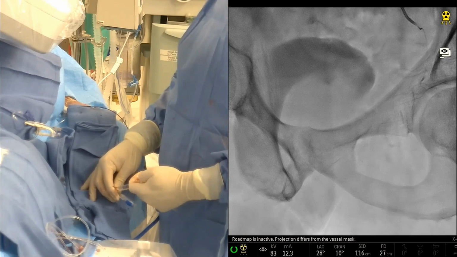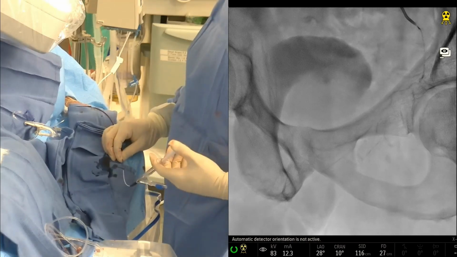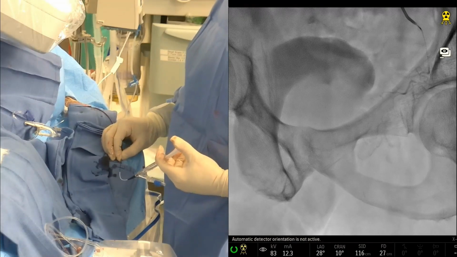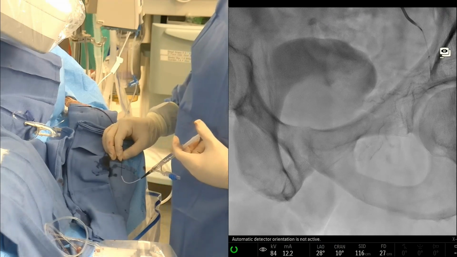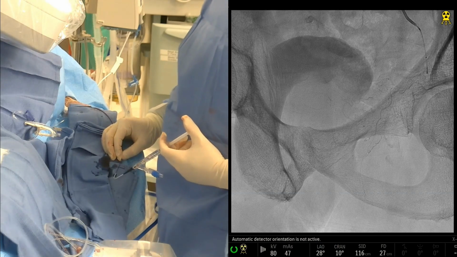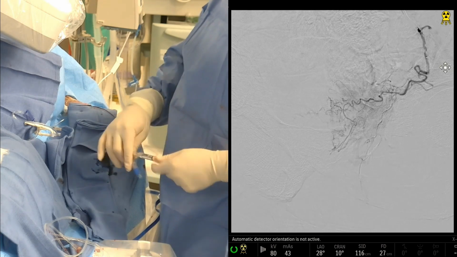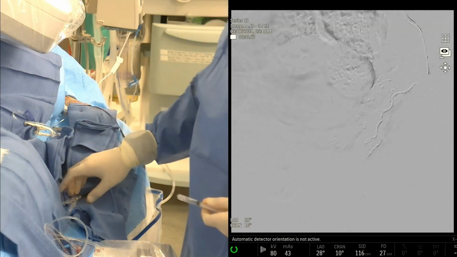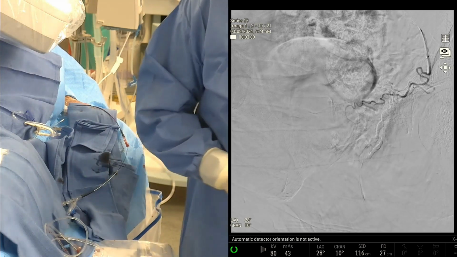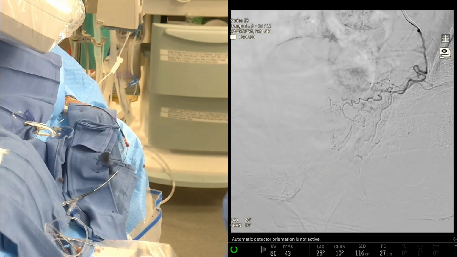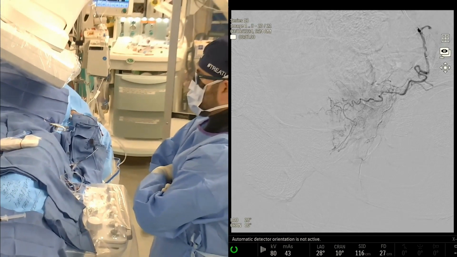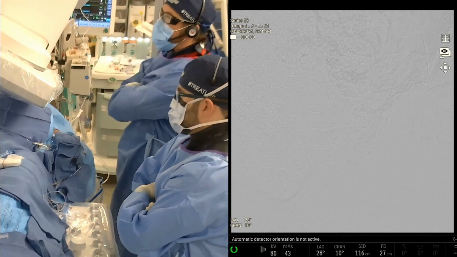So just to give you guys an update, we're going to pull back a little bit. I just gave a little puff there. Yeah, there we go. We're at 7 minutes of fluoro time. Yeah. So this is the first angio. We have a couple of things here that are interesting. I think that vessel that we were in a little bit too deep was probably a rectal branch, if I had to guess. And the other thing that we see here is a fair amount of spasm.